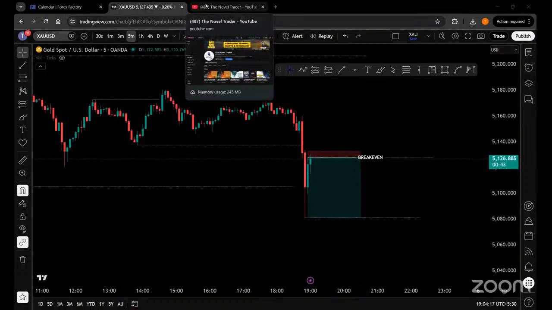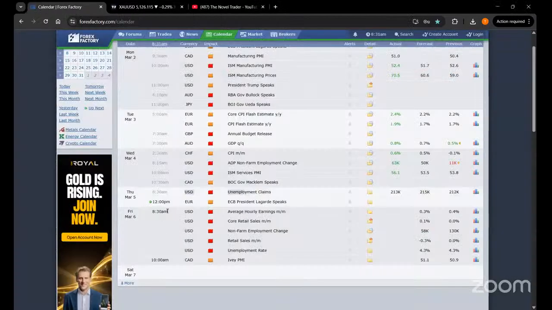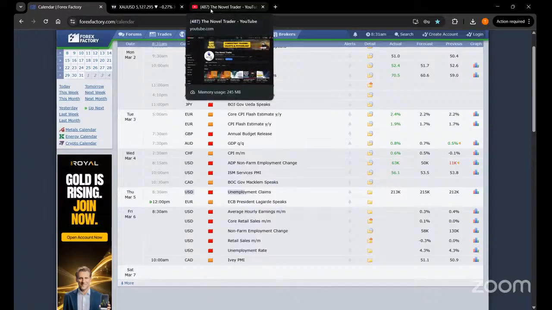And tomorrow we are going to meet for the NFP itself. So tomorrow exactly at 8:30 a.m., at the same time, the NFP is going to be released, and we are going to come live exactly at 8:20 or I think 8:15 a.m.